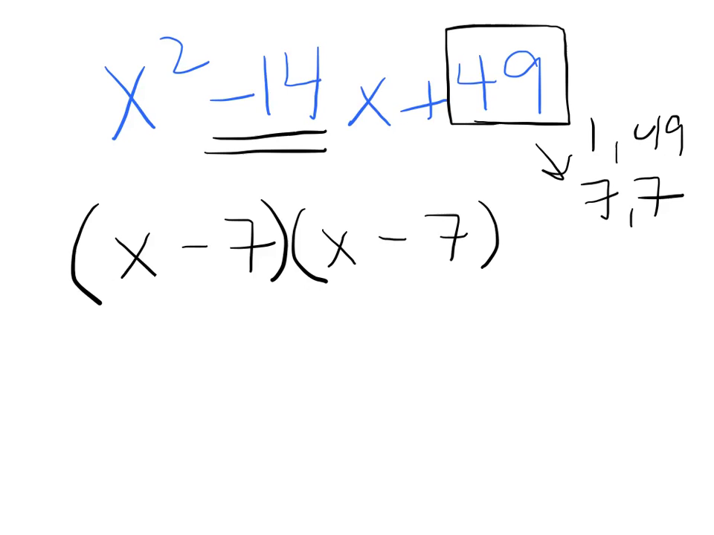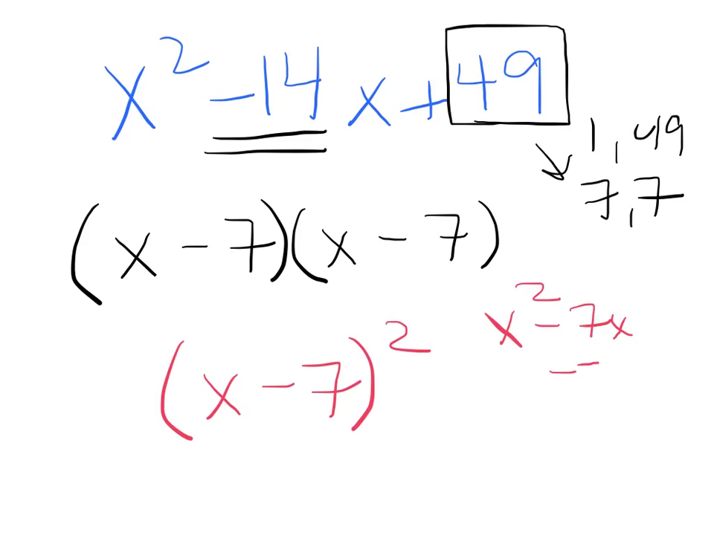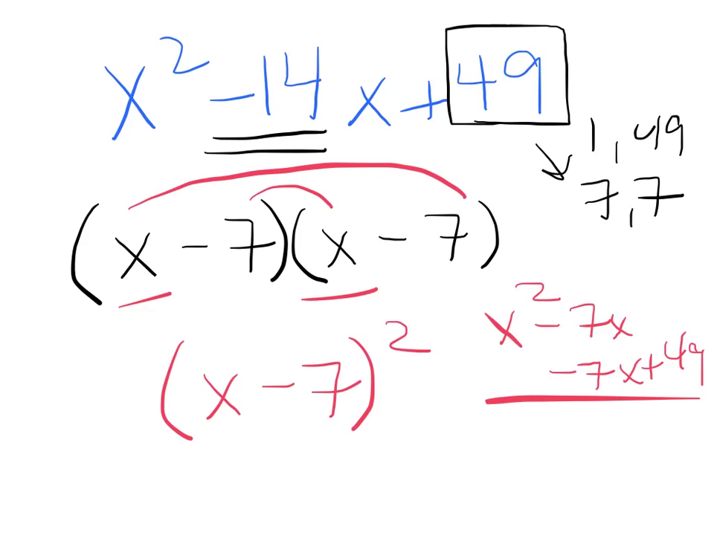So instead this time, if I wrote this in exponential form, I'd have x minus 7 quantity squared. And if you check it, you could FOIL it out and you would get x squared minus 7x minus 7x plus 49. Right, if I do first and then outsides and then insides and then last. And then if you add that up, you end up getting back to the trinomial you started with. So again, this is a perfect square trinomial. It's a special kind of trinomial for us.